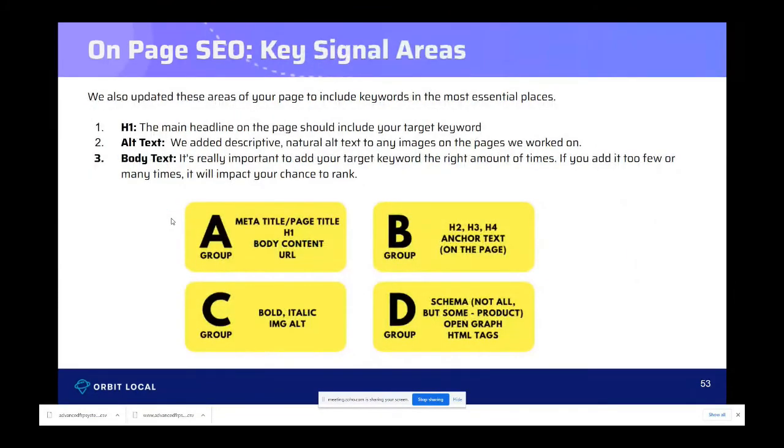You also want to look at your key signal areas. We've already talked about your title tag, your page title. You also need to think about your body content, the URL, all those things we just mentioned. You have to think about the headings on the page, the hypertext you're using when you have clickable links, and your bold and italics. Those things are important to add in the right amount of times. I know this really seems like old school SEO, but these are all things you have to look at because they are ranking factors.